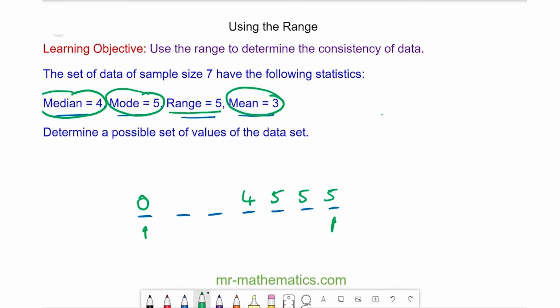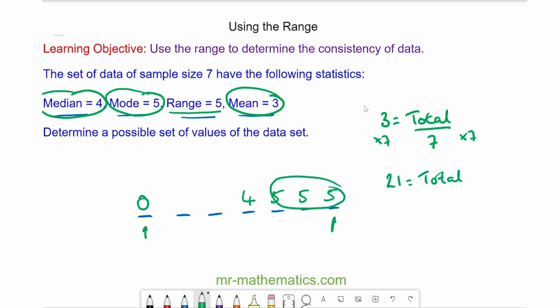So the mean average of 3 is made by the total divided by 7. So if we multiply both sides by 7, 21 must be the total. And we already have 15 add the 4, which is 19. So we need the other 2 numbers to be a total of 2. So we can use 1 and 1. We could also have used 0 and 2.